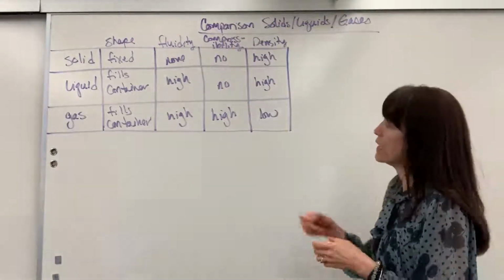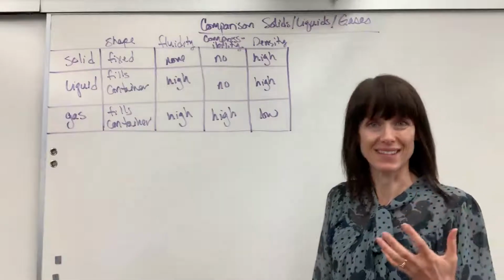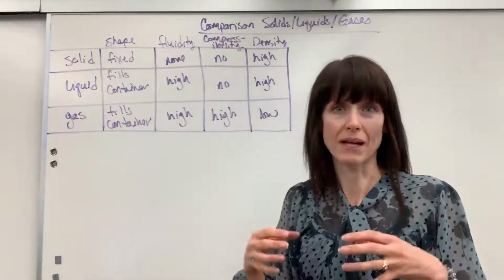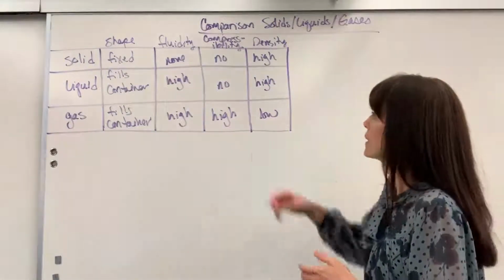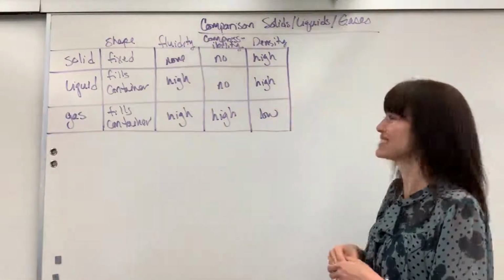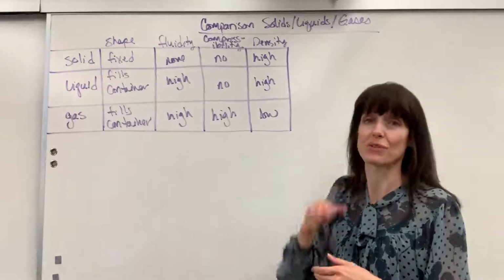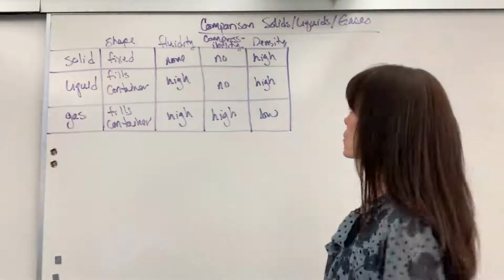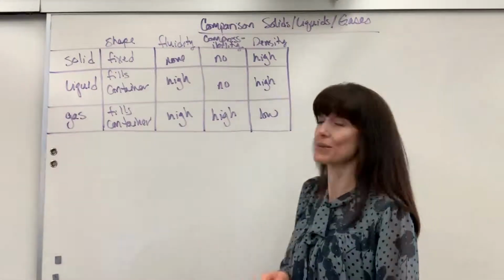And then density, of course, solids, those are going to have the highest density. That's going to be the most mass per unit volume. Liquids have a high density, not as high as a solid, but they still have a high density. And gases, of course, have a really low density. So there's a quick overview comparing solids, liquids, and gases.